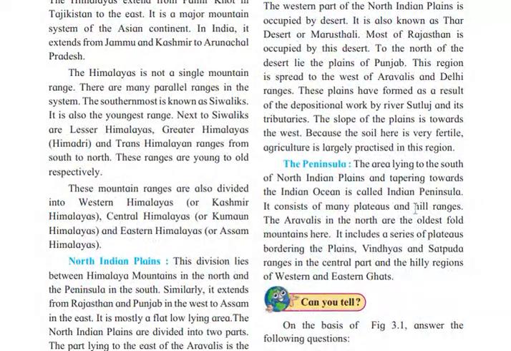The area lying to the south of the North Indian plains and tapering towards the Indian Ocean is called the Indian Peninsula. What I have shown you on the map, from the North Indian plains to the south, is called the Indian Peninsula. It consists of many plateaus and hill ranges.